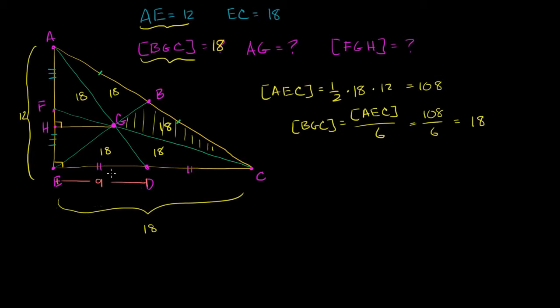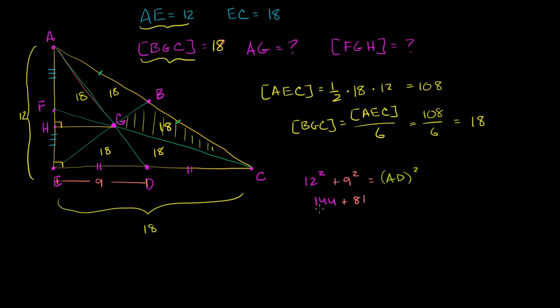So then we could just use the Pythagorean theorem to figure out what AD is. AD is the hypotenuse of this right triangle. So we're looking at triangle AED right now. So we know that 12 squared plus 9 squared is going to be equal to AD squared. 12 squared is 144. 144 plus 81 is going to be equal to AD squared.